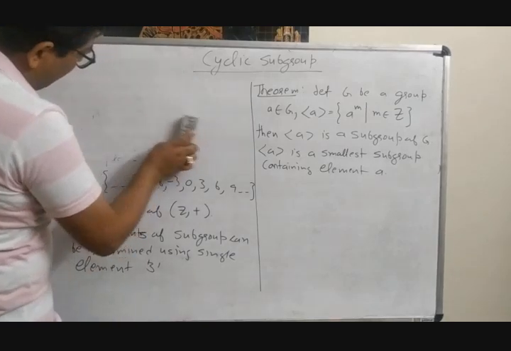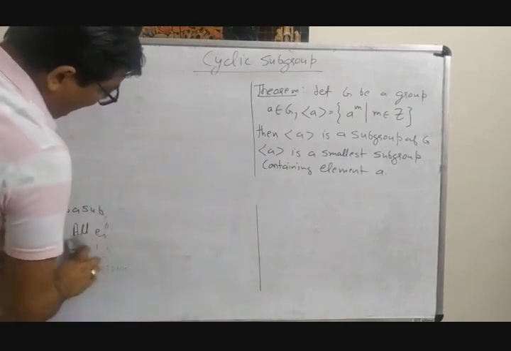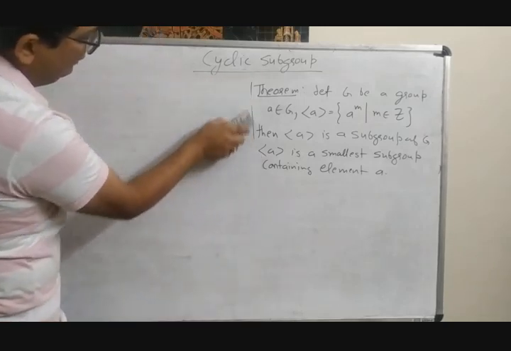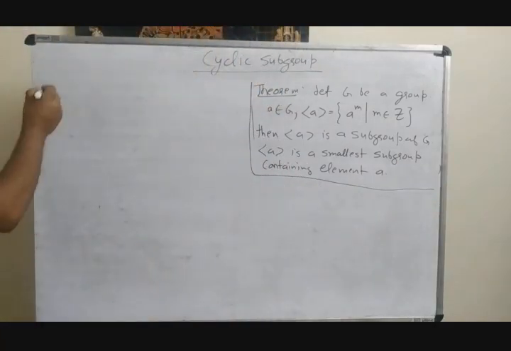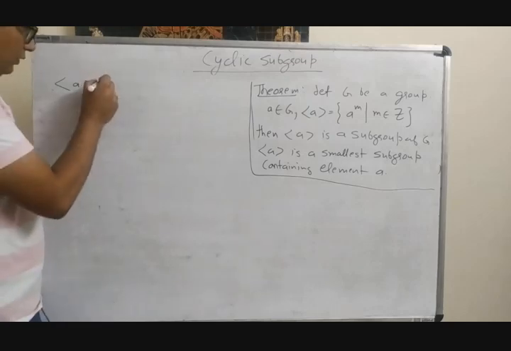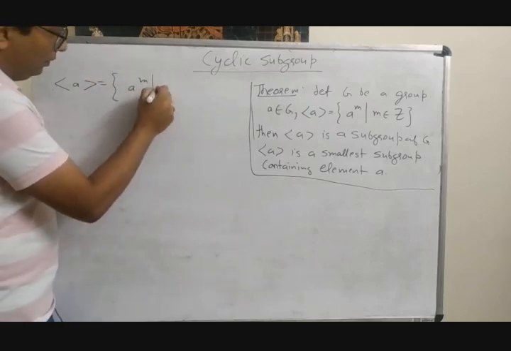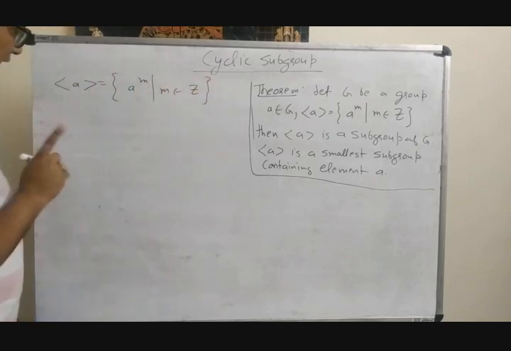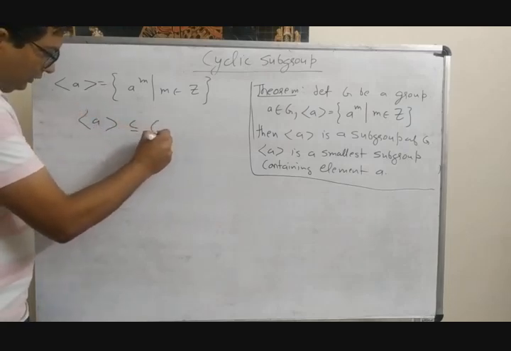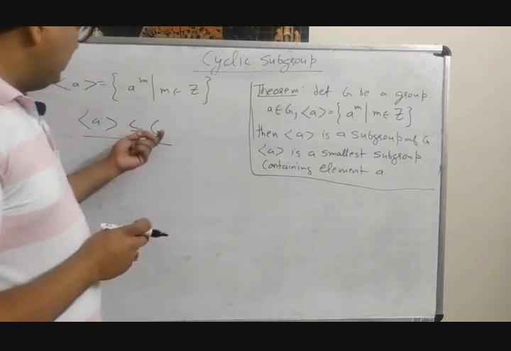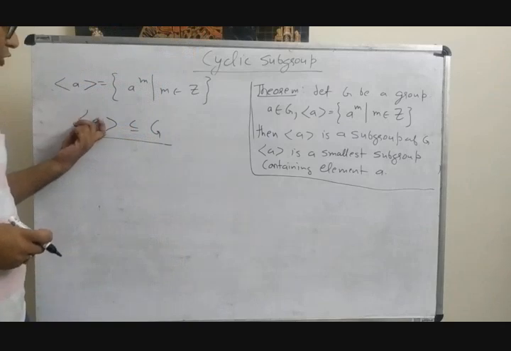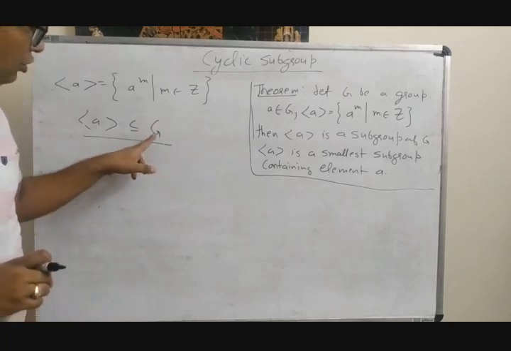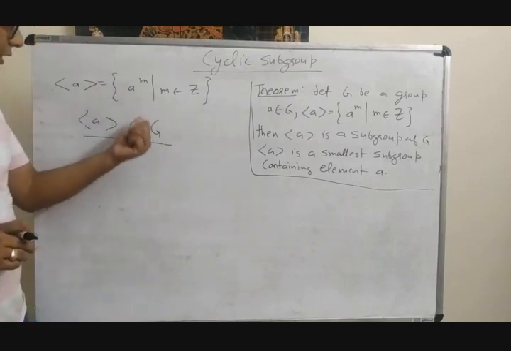This result says, let G be any group, and let a be any element of the group G. Now we define a subset of G as the set of a raised to power m, where m belongs to Z. The first thing is that this set is a subset of G. This is trivial because G is a group, and by the closure property all the combinations of the element a should be in G. So it is very clear that this set is a subset of G.